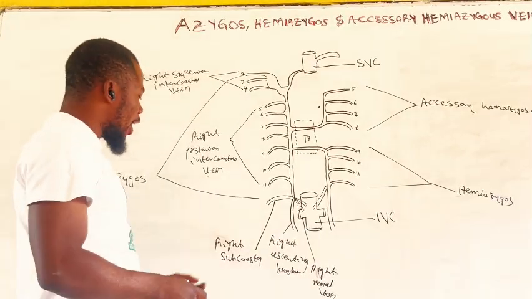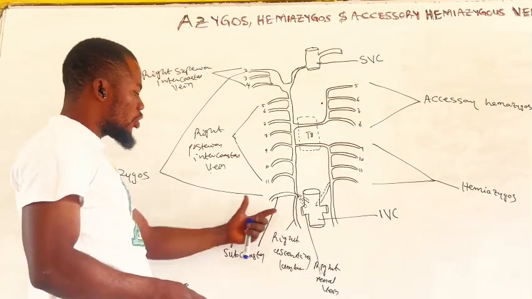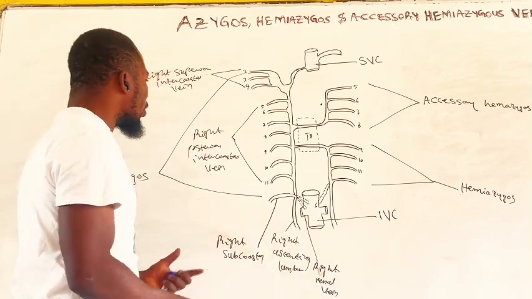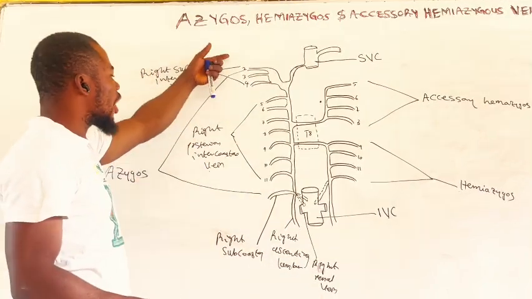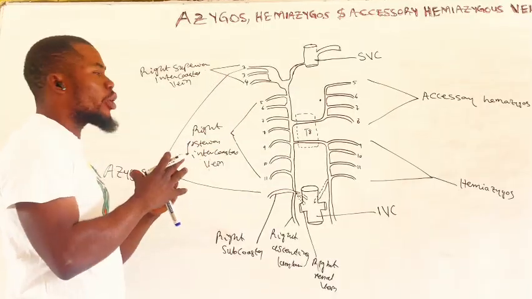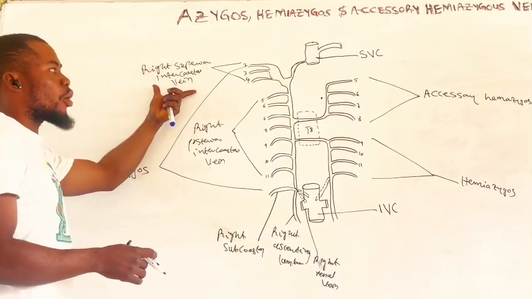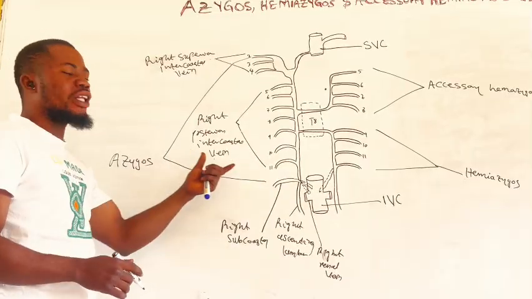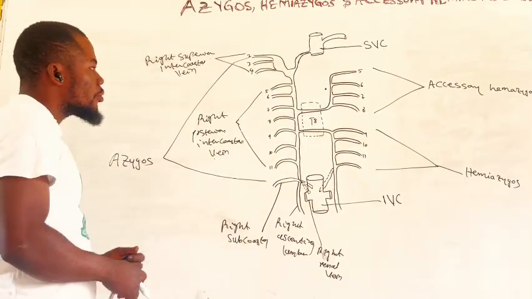The azygos vein is formed by the union of the right subcostal, the right ascending lumbar, and occasionally the right renal vein. Among its tributaries, the upper three right posterior intercostal veins unite to form the right superior intercostal vein. The fifth to the 11th are the right posterior intercostal veins.